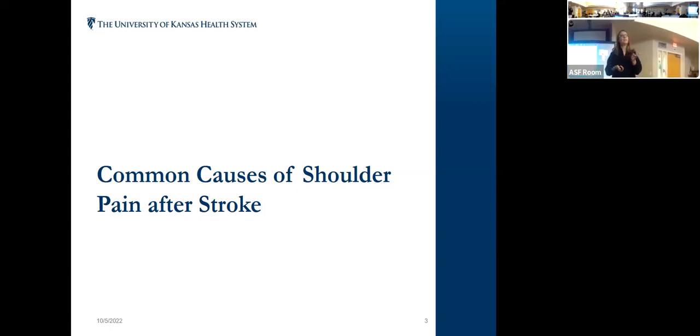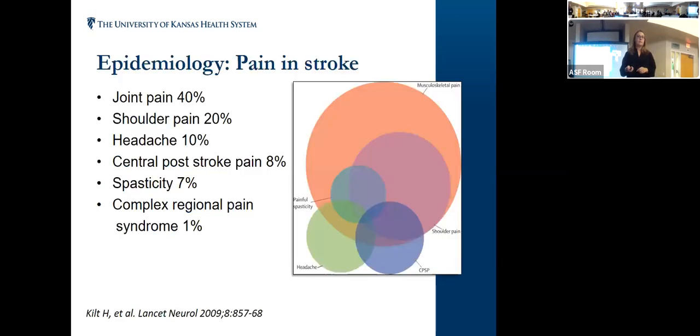And I'm really focusing a lot on the shoulder because with hemiplegia, a lot of times when the arm is weak, the shoulder has a lot of pain. So we're going to talk a lot about shoulder pain to start with.